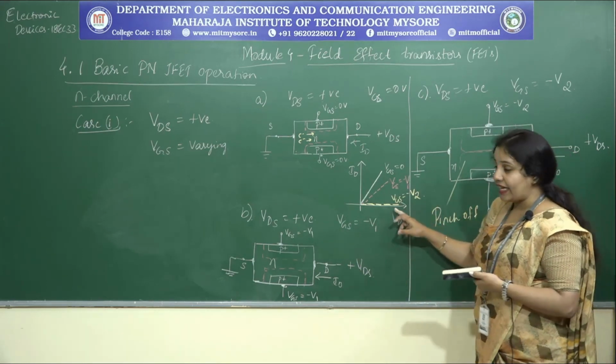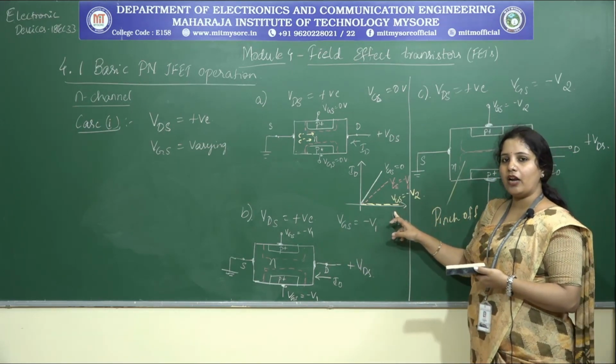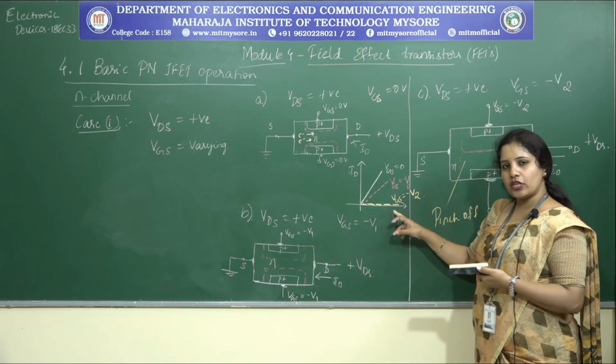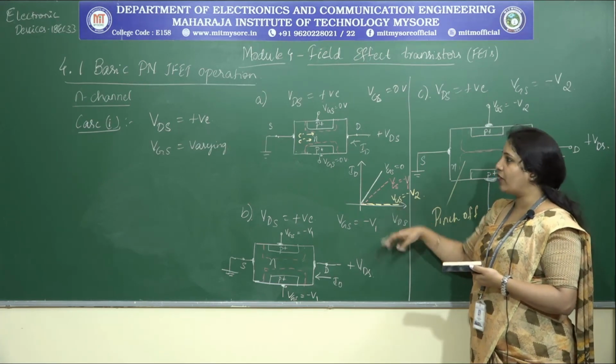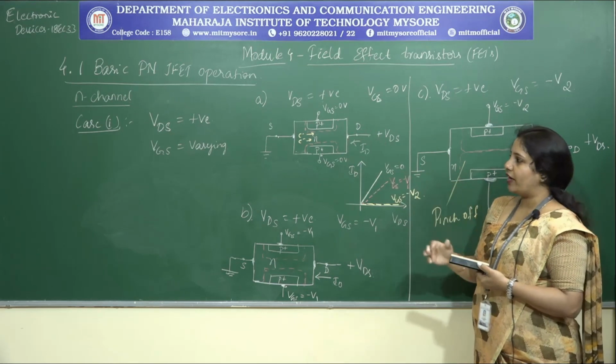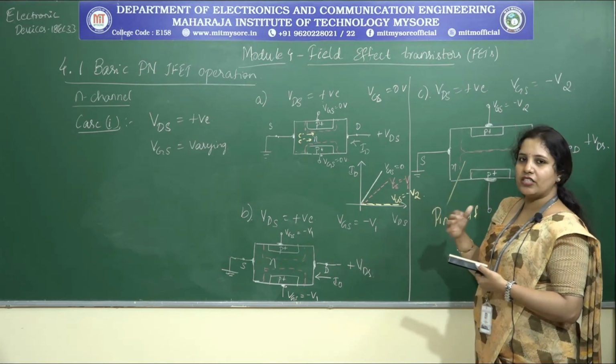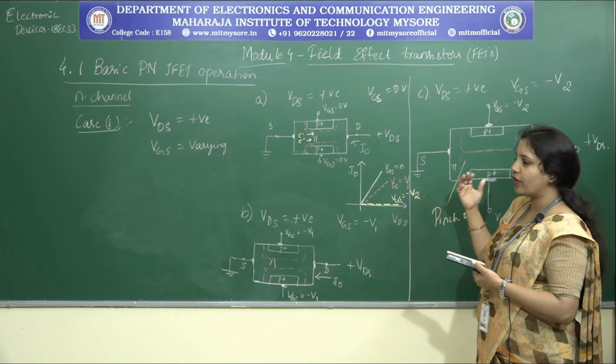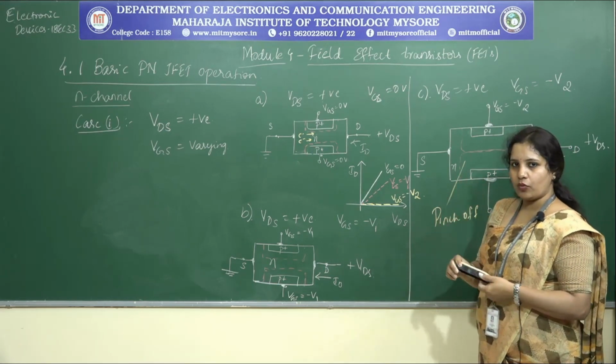These are the ideal cases that I am considering, but it will not be exactly equal to 0. That we will try to understand when we consider case 2, wherein I keep my VGS equal to 0 and give VDS more and more positive voltage.